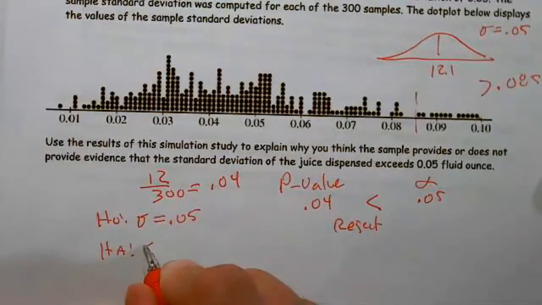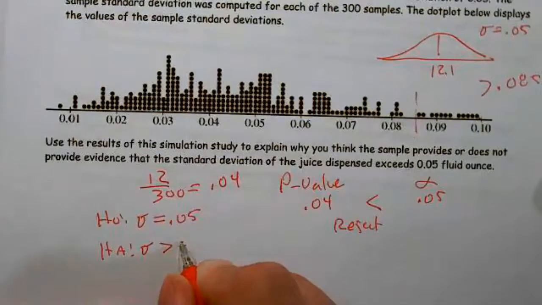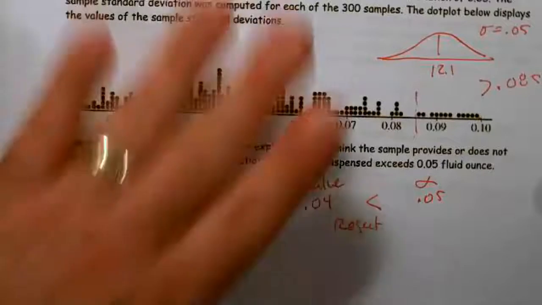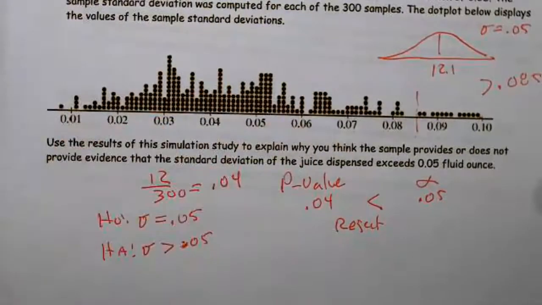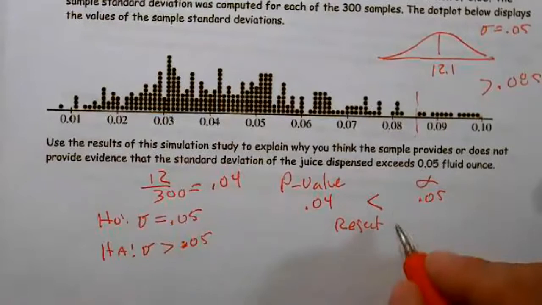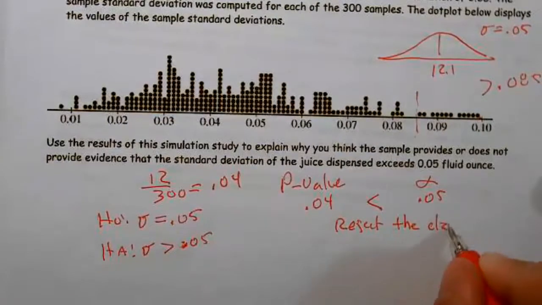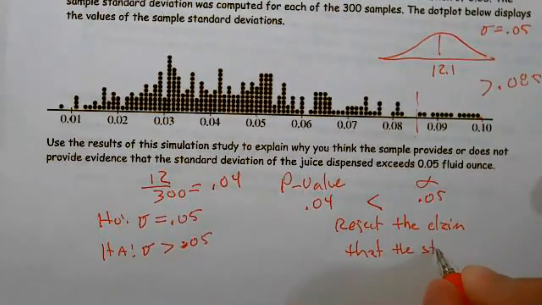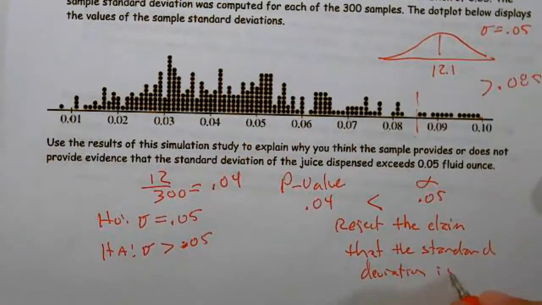The alternative was greater than 0.05. Now, we didn't need to show that. You don't need to define it because you didn't need to show it. But we're going to reject the claim that the standard deviation is 0.05. So here's what I would say.